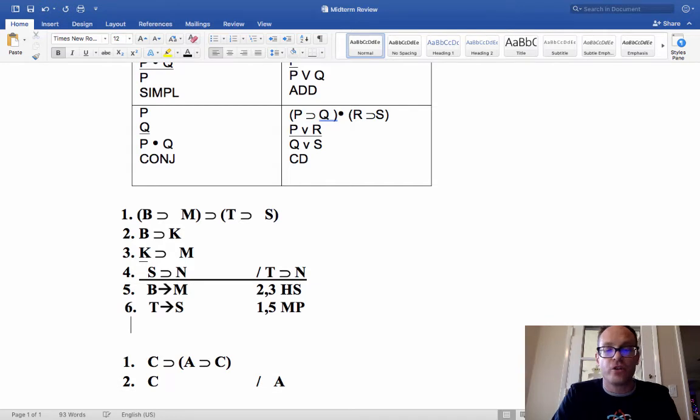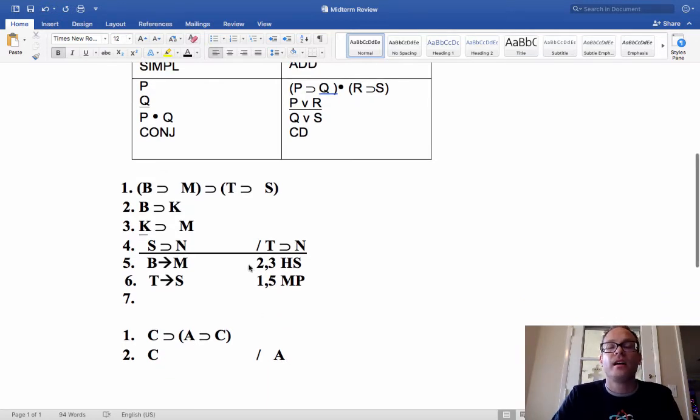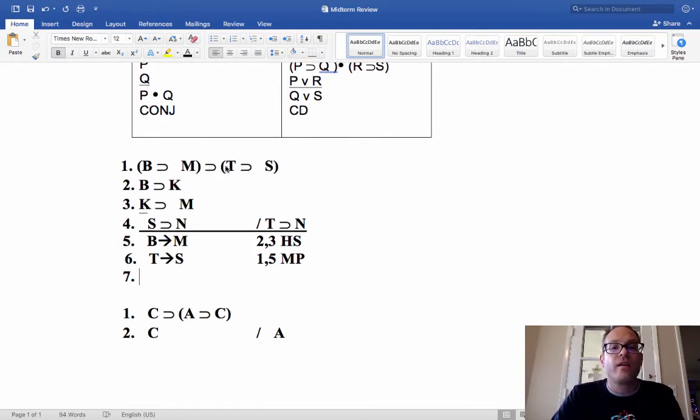Remember, you've always got to tell your grader or your reader how you derive that line. So every line should have a little citation, the lines to look at and the rule being applied. All right, so now I've got my T implies S, and I'm going to look at my conclusion. I don't need to at this point, but I'm going to look at it, and the conclusion is T implies N. Well, when I look at T implies N, I see that I have T implies S, and I can already see the conclusion, how I'm going to get there.